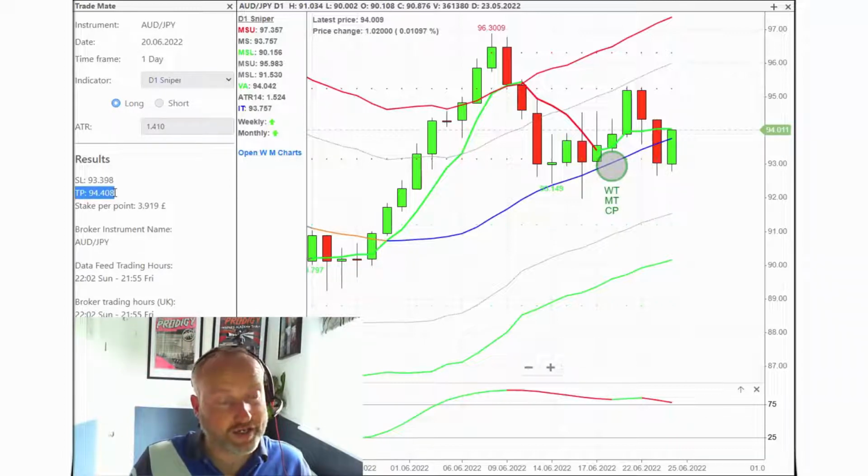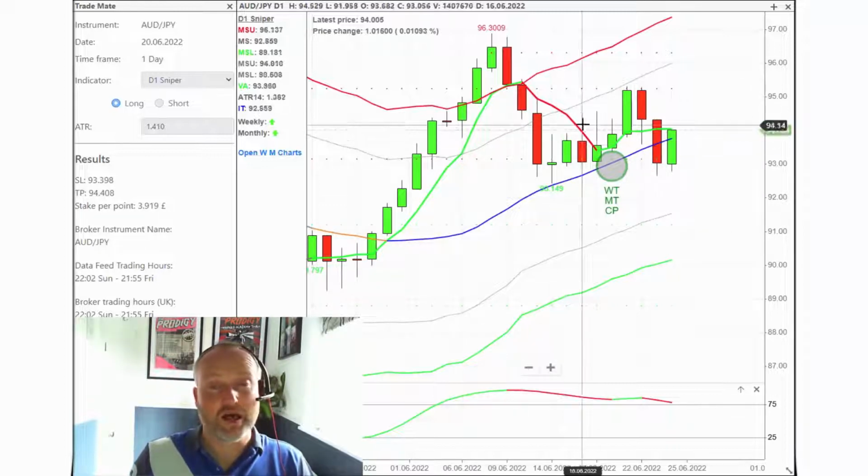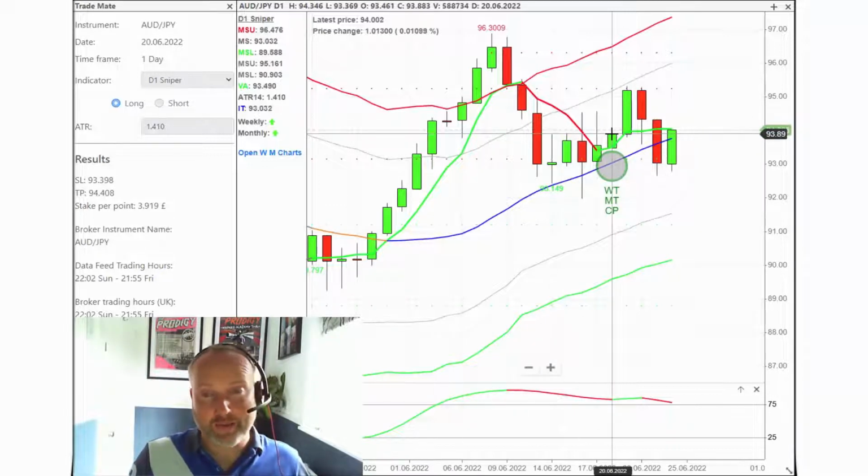So the target for this opportunity was 94.408 as the objective. So why is it there? That's based on what this market is most likely to achieve, given the type of setup that is there. It's a very strong trend following setup, and on balance, Aussie yen is about good for 50 pips. That's basically what this is saying.